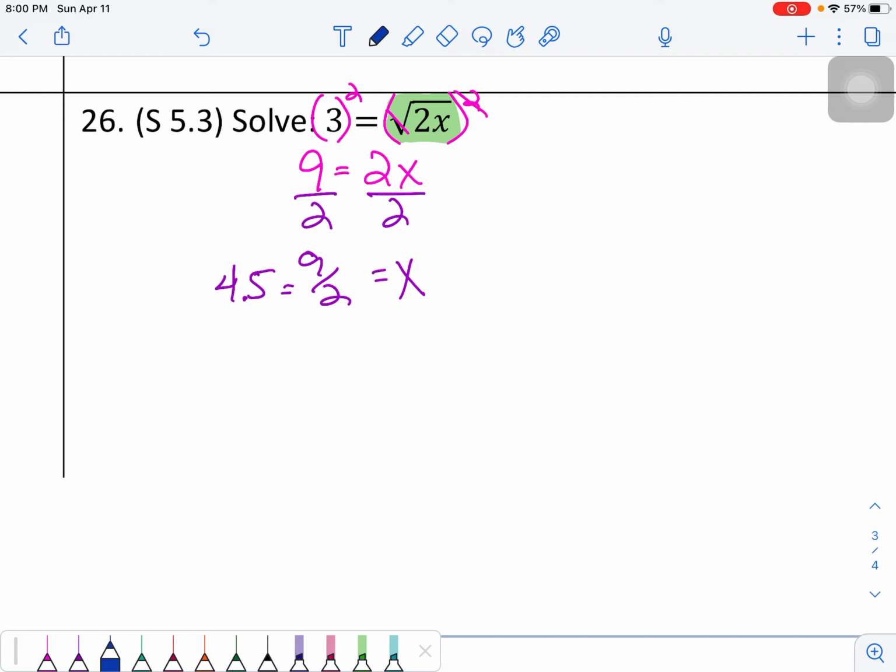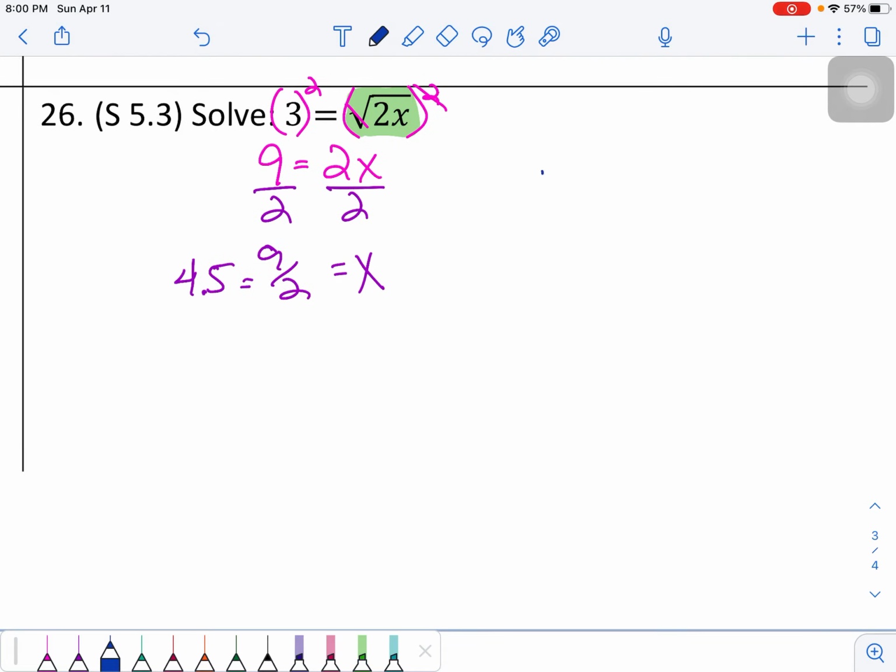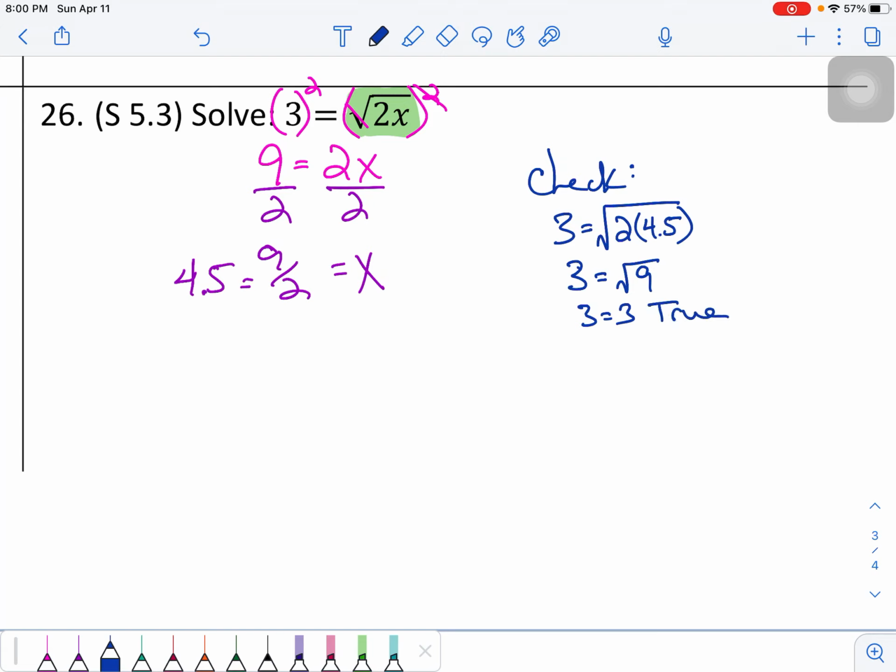All right. Now, I've already got what x is equal to. What I don't have is the guarantee that that's the right answer. So I'm going to check my work. All right, so 3 is equal to the square root of 2 times, whether you do 4.5 or 9 over 2, it doesn't really matter. So this is going to be 3 is equal to the square root of 9. So 3 is equal to 3. That is a true statement. So whichever version of x you want to give me, whether it's 9 over 2 or 4.5, that's the exact same thing.